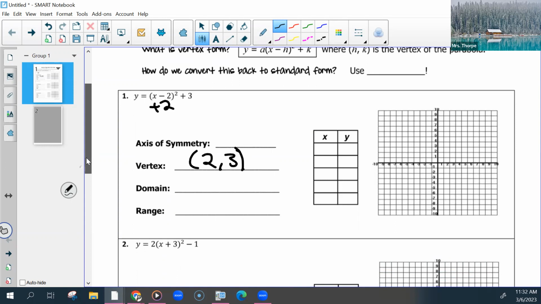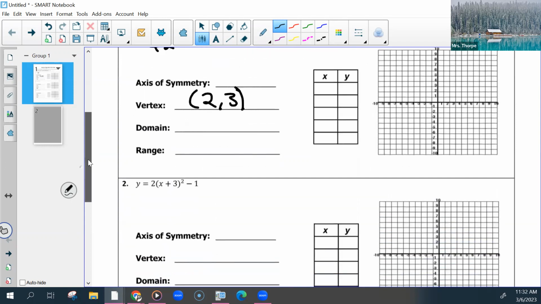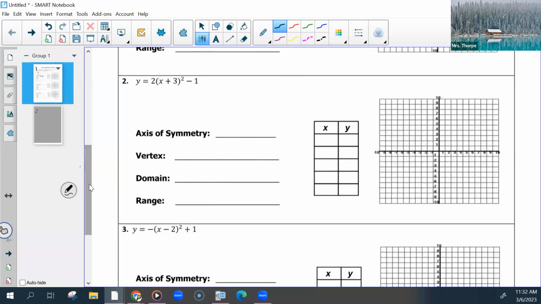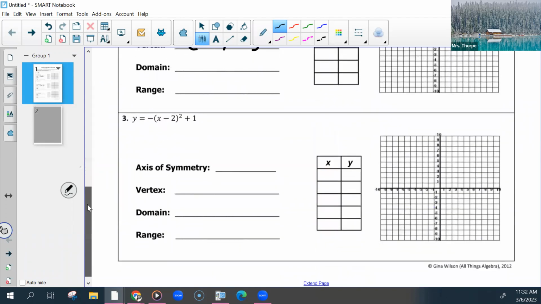A good way to check yourself is if you put this in the calculator, you should see that that is your vertex. Either on the graph, in the table, any of those. So then what would the vertex of number 2 be? So as long as you look at that inside, you change it first and then put whatever's on the outside, bring that down. Questions on that? And then the vertex of number 3.